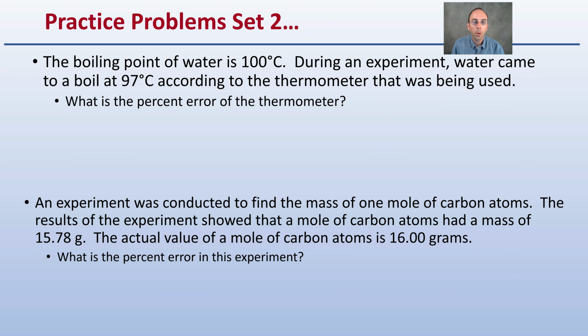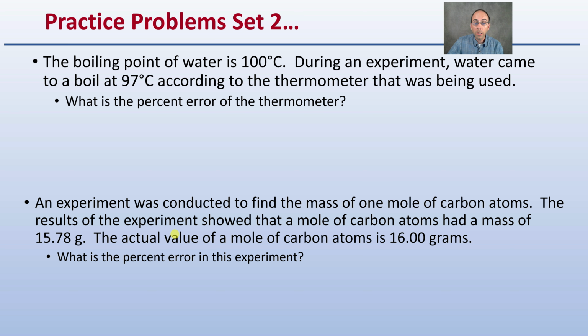Problem set number 2. Adding this a little bit more here, we're looking at temperature as well as grams. So boiling point of water is 100 degrees Celsius. During an experiment, water came to a boil at 97 degrees Celsius, according to the thermometer that was being used. What's the percent error of that thermometer?